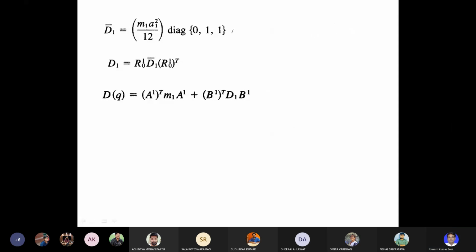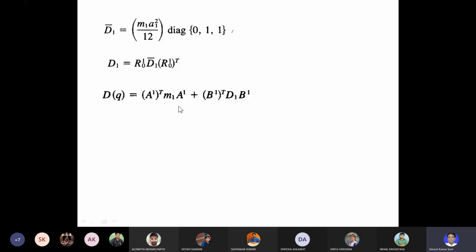Similarly, here you have obtained the inertia tensor of center of mass relative to the second end of the link. Okay, and when you calculate the inertia tensor of the center of mass with respect to the base frame, you use this R10 and R10T, this type of equations, and you have calculated the D1 cube using this transformation.